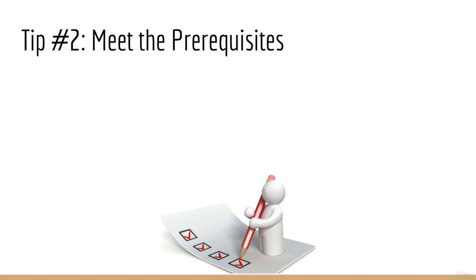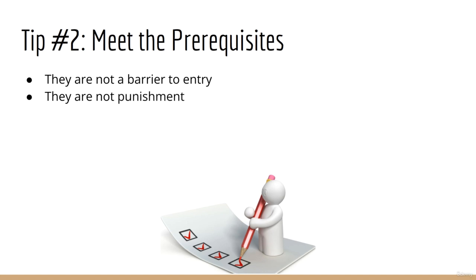Okay, so tip number 2 is to meet the prerequisites to this course. Now, a lot of students think of prerequisites as a barrier to entry. They think, oh, if the instructor mentions the prerequisites, he's punishing me by making me do more work, and he's saying I'm dumb for not knowing this stuff. Guys, this is not true.